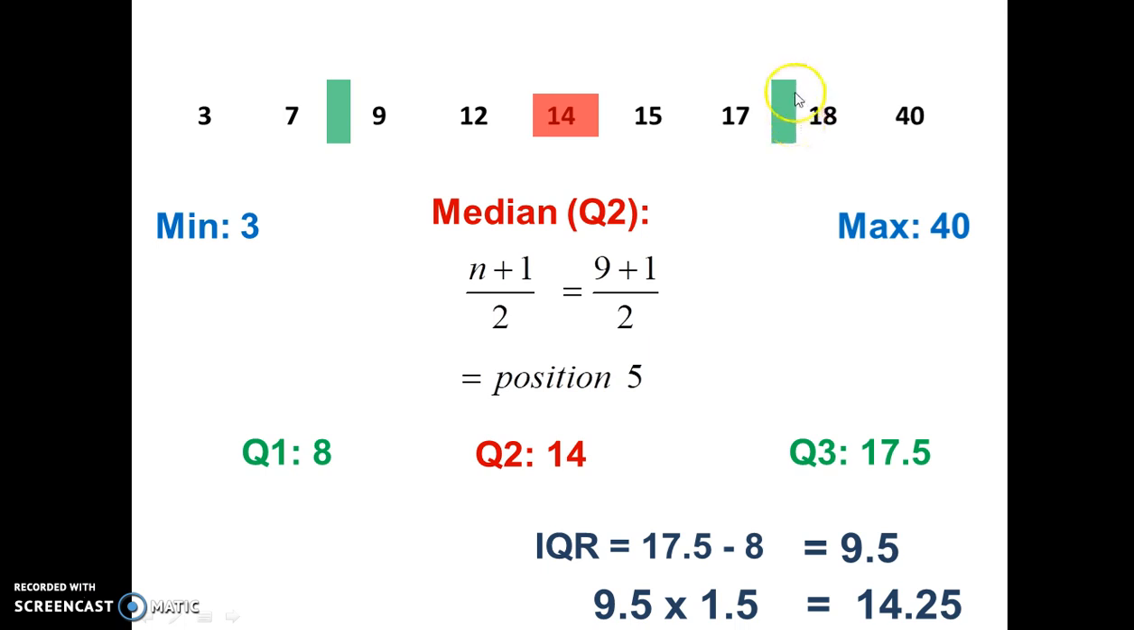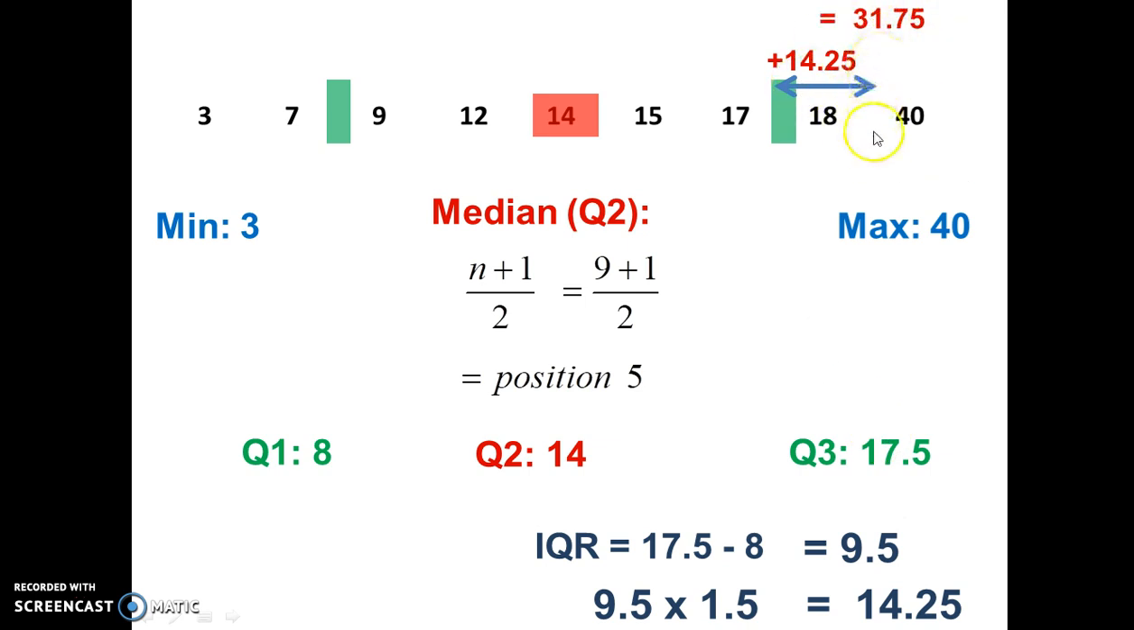So that means if we go 14.25 above Q3 and 14.25 below Q1, then anything beyond that zone is going to be an outlier. So let's go on this side first. Oh no, I guess I'm doing this side first. So let's go above Q3. If you add 14.25 to Q3, so you take our Q3 value, which is this, add 14.25, you get 31.75.